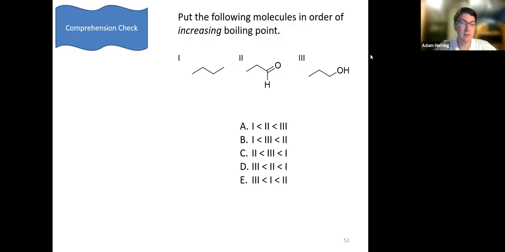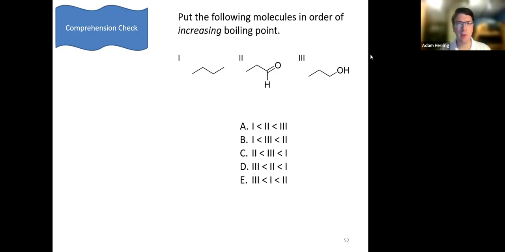Molecule number 1 is purely hydrocarbon, and therefore it's nonpolar. Molecule number 2 and molecule number 3 are polar. We also see that molecule 2 and 3 have an increase in molar mass relative to molecule number 1, but they're isomers of each other. So 2 and 3 are both polar.